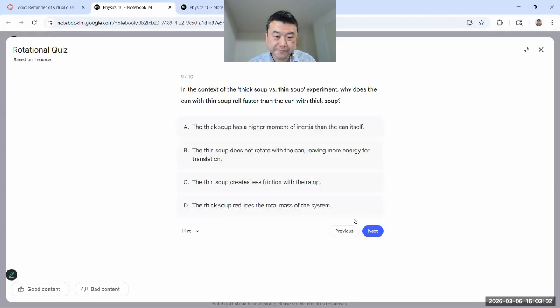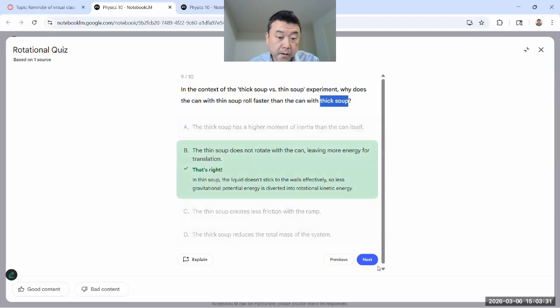The context of thick soup versus thin soup experiment. Why does the can with the thin soup roll faster down? So thick soup kind of adds to loss of mechanical energy. So thin soup does not rotate with the can. Yeah, I guess that's right.